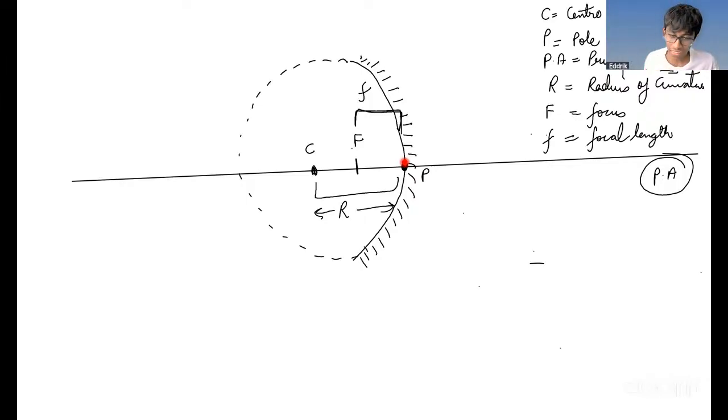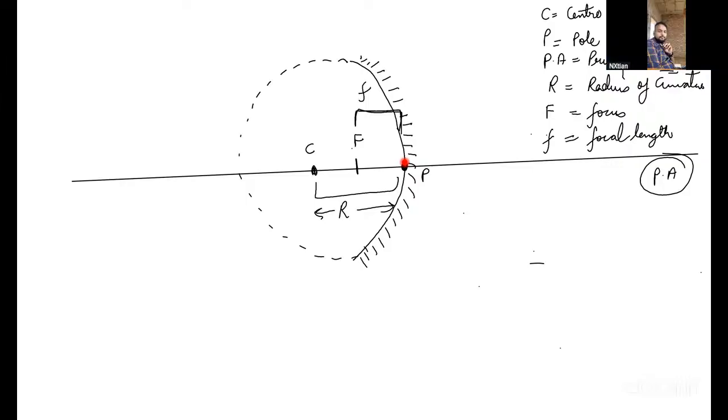Then the mirror forms a semicircle of an imaginary circle. The center of that imaginary circle, on the principal axis, is called the center of curvature, represented by C. The distance between C and the pole is called the radius of curvature, R. The midpoint of this radius is called the focus or F. Good. The distance between this focus and the pole is called the focal length, small f.